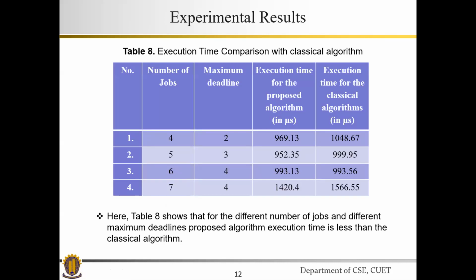Here you can say that for number of jobs 2 and maximum rating 2, number of jobs 4 and maximum 2, the agent time of the proposal algorithm is 9.13, and the agent time of the classical algorithm is 1048.67. So you can see clearly that the agent time of the proposal algorithm is less than the classical algorithm for 5 jobs and 3 deadlines.